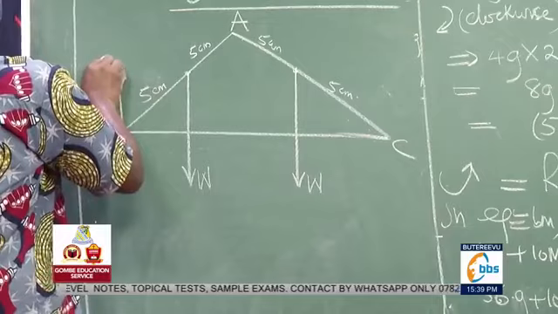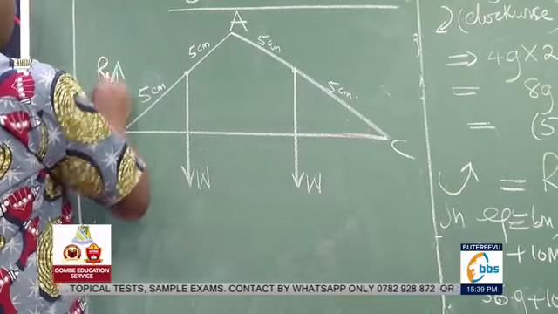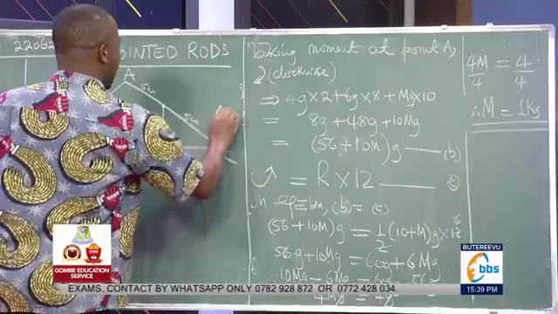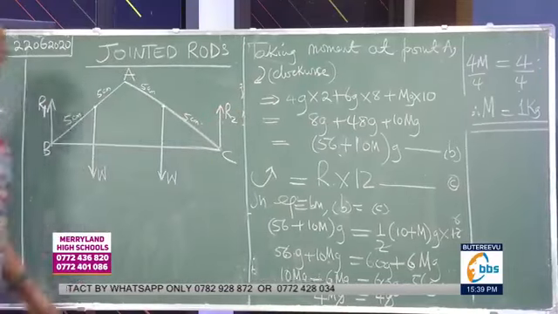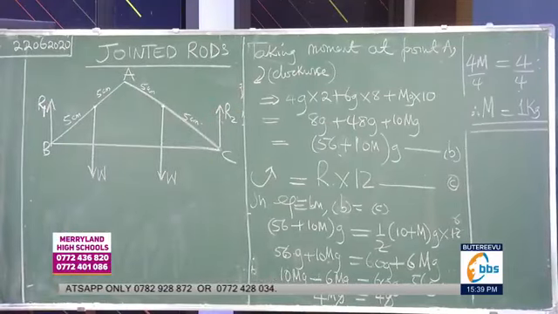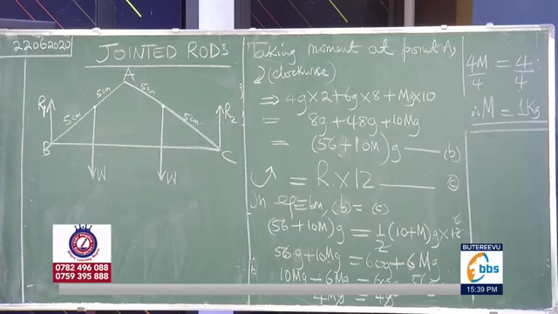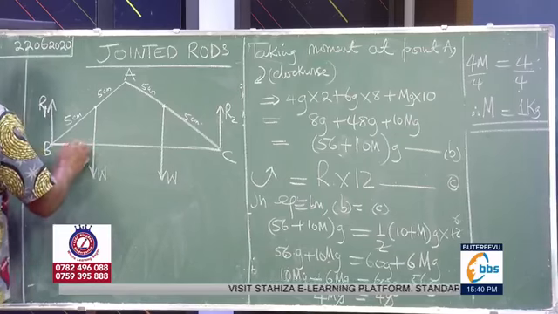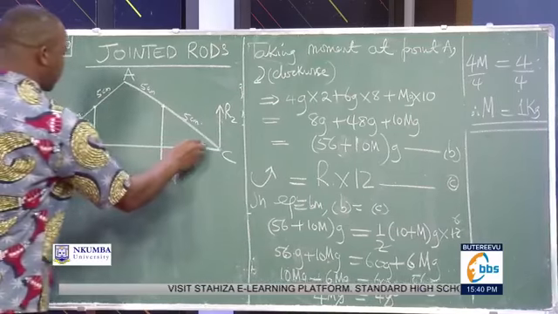We can choose to call this R1 to avoid monotony, and call this R2, because they are saying find the reactions at ends B and C. And they are telling us that the ends B and C rest on a smooth horizontal plane. The plane is smooth. That means we still have the reactions, but we don't have friction. When they mention smooth, it means there is no friction.